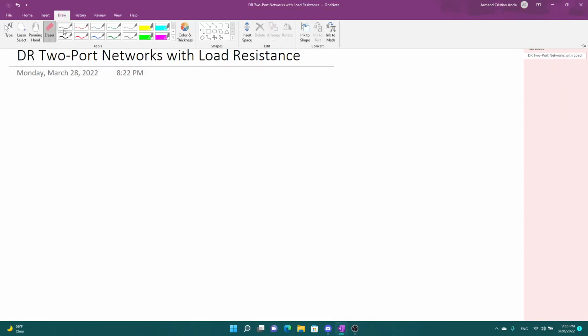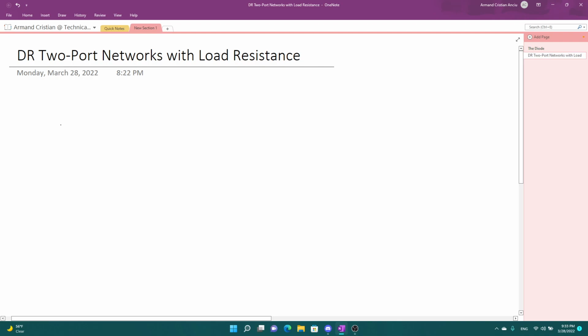Hello everyone and welcome to the second course on the subject of diodes and DR two-port networks. Last time we discussed the general structure of the DR two-port networks and some applications, namely the positive half-wave rectifier and the negative half-wave rectifier. Today we continue our discussions on the DR two-port networks by introducing a load resistance.